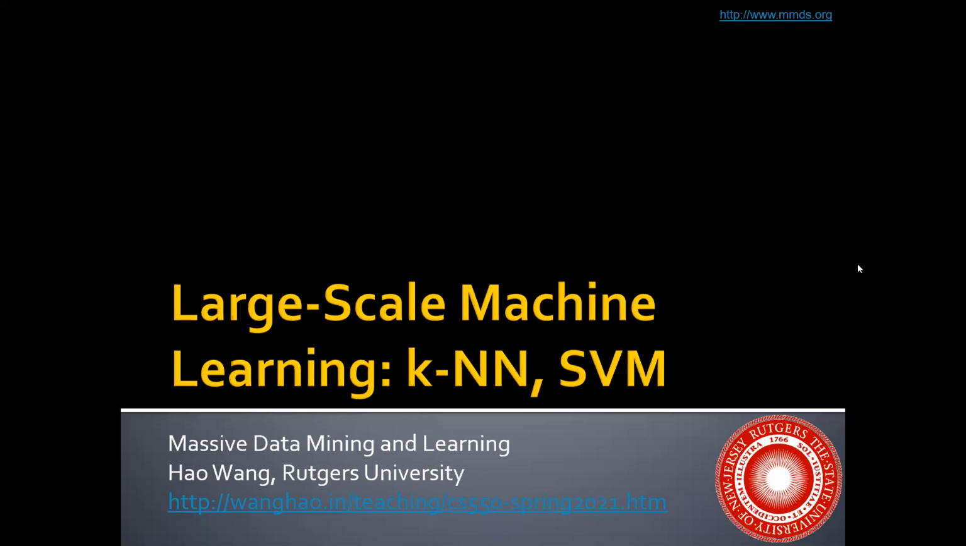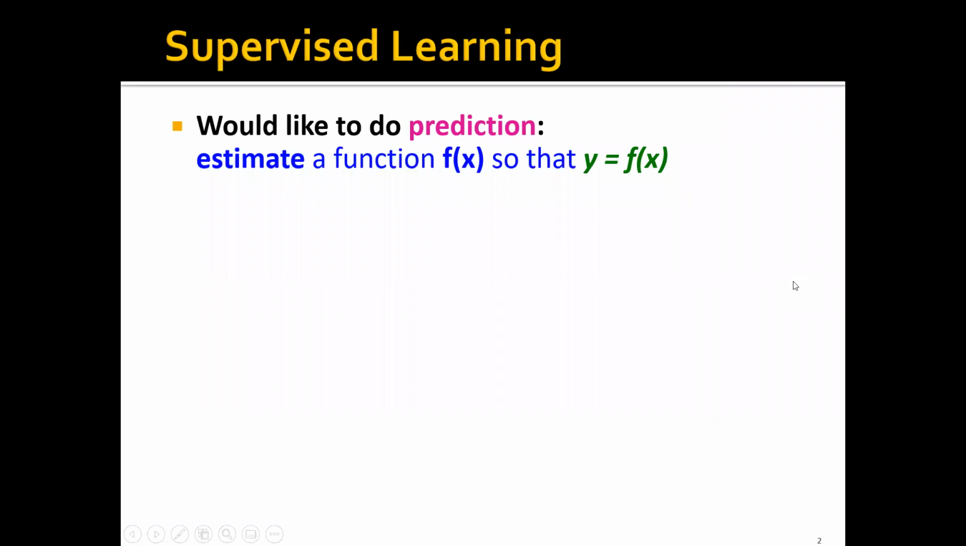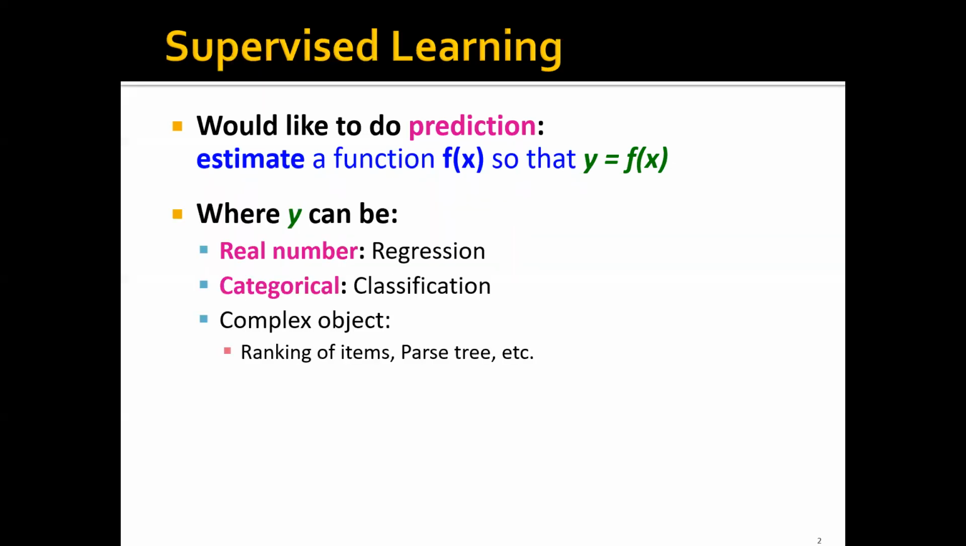In this lecture, we'll talk more about general machine learning, and specifically, we'll talk about k-nearest neighbors and support vector machine, or SVM. Usually in machine learning or supervised learning, we would like to do prediction. Specifically, we want to estimate a function f(x) so that we can predict the y of new data using the function f(x).